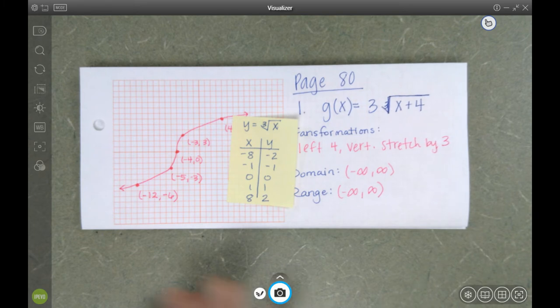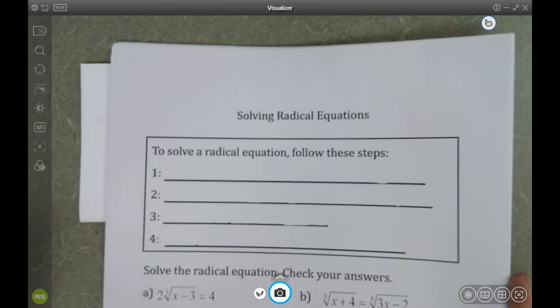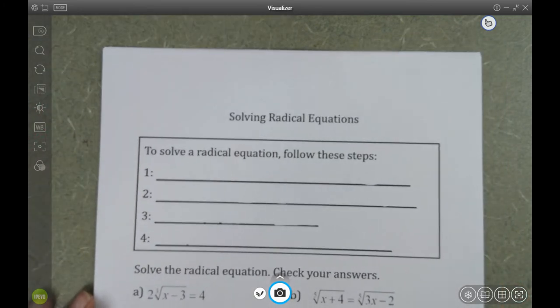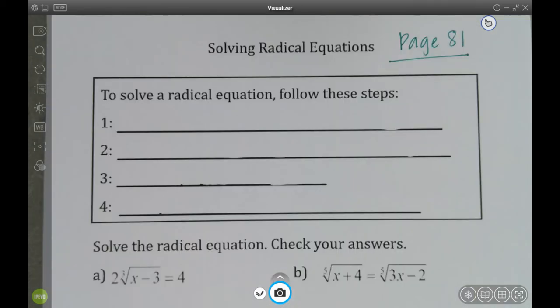Then you're going to get the next book from your sleeve, the Solving Radical Equations. What is that? Okay. All right, so this booklet is going to go on page 81.